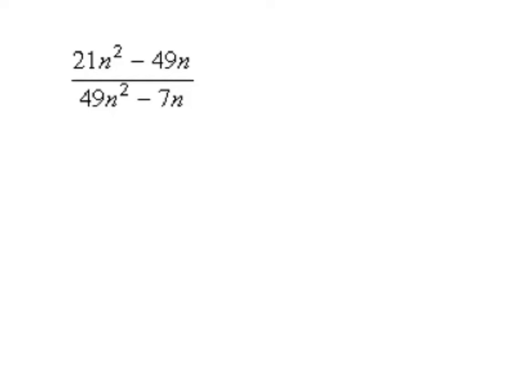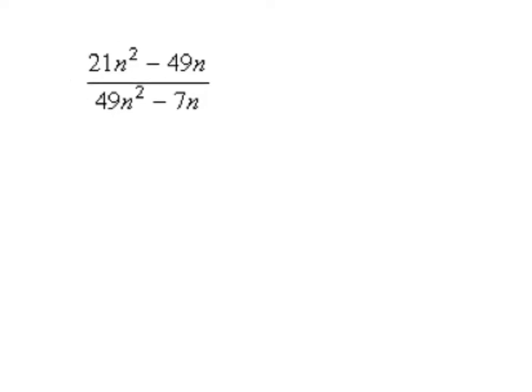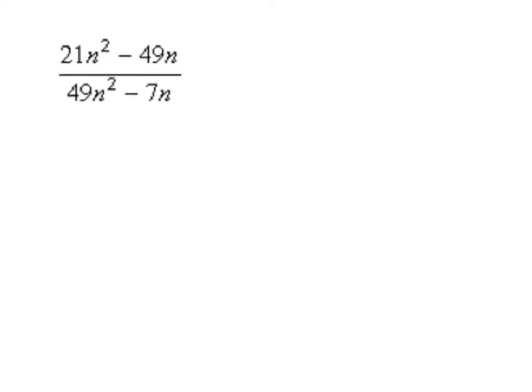On the top, we notice we have a binomial, and they have numbers that have a 7 in common. They both have an n in common as well. If I factor 7n out, we get 3n minus 7. On the bottom, same thing, we have a 7n in common. If I factor that out, we get 7n minus 1.